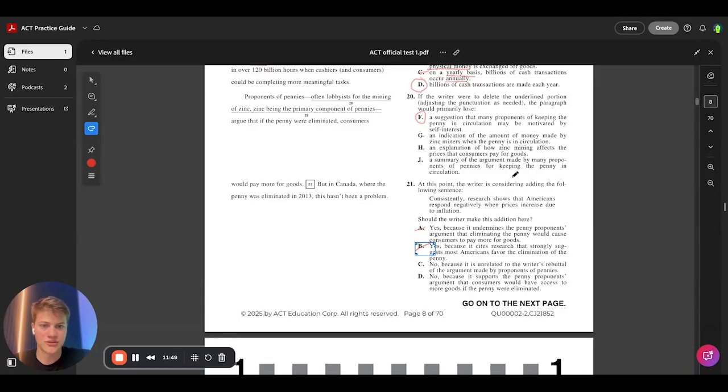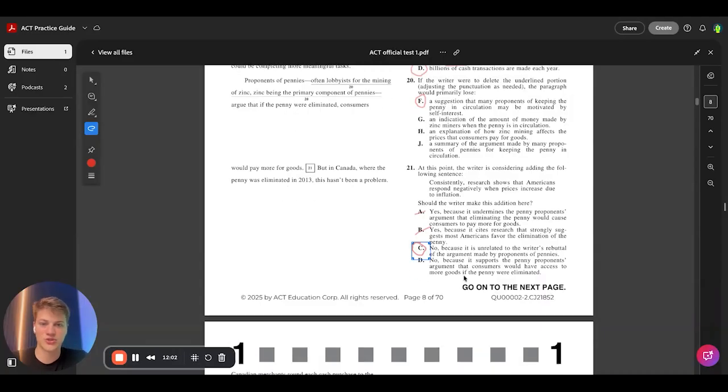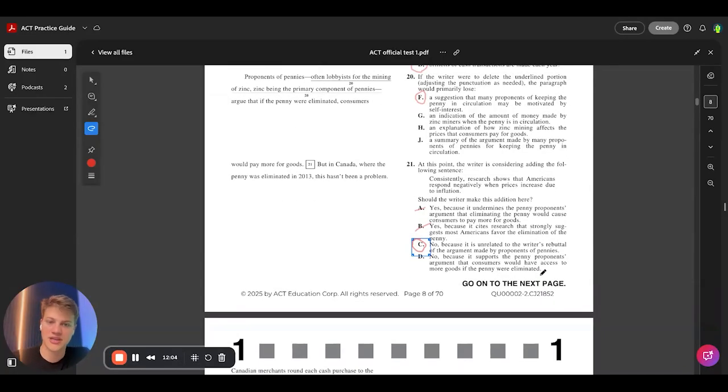This is the correct answer because the author should not add in the sentence because it has nothing to do with pennies, which is exactly what the answer choice says. And then let's just eliminate answer choice D to be safe. No, because it supports the penny proponent's argument that consumers would have access to more goods if the penny were eliminated. Well, that's not the argument that penny proponents make, so that's false. And it also does not support their argument, so it's not D. The answer choice must be C.